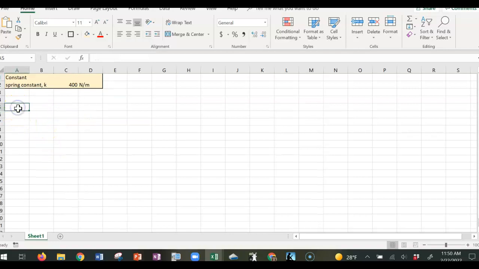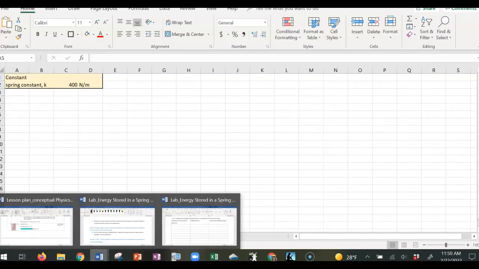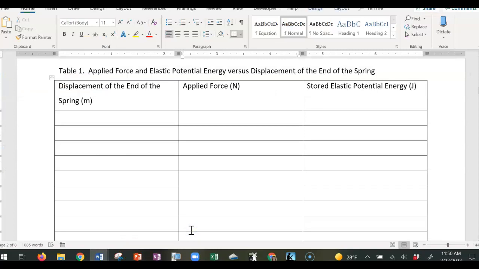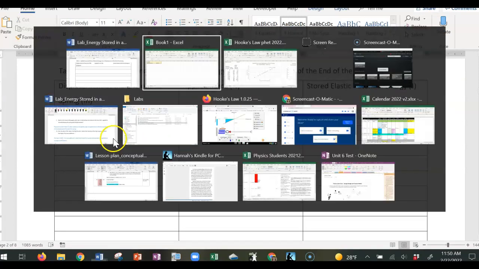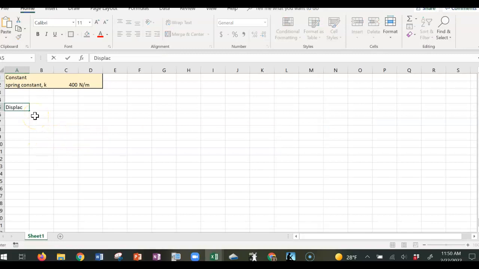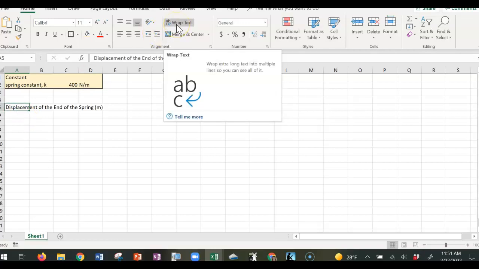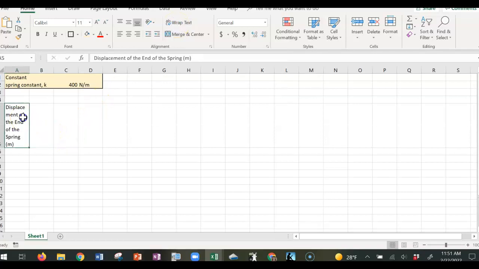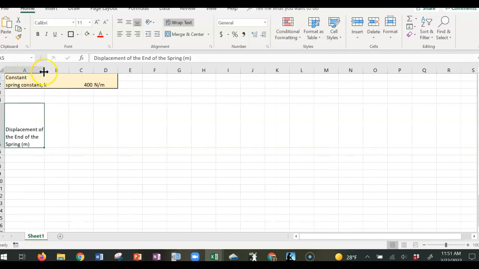Okay, but then I'm going to put the information that I had in Table 1. Let me find Table 1 here. So it's going to look just like this. Okay, the first column is going to show the displacement of the end of the spring. That's measured in meters. That's awfully wide, and so I'm going to come up here and wrap the text. And I still see the displacement is kind of split on two lines, so I just shifted my column over to make it a little wider.